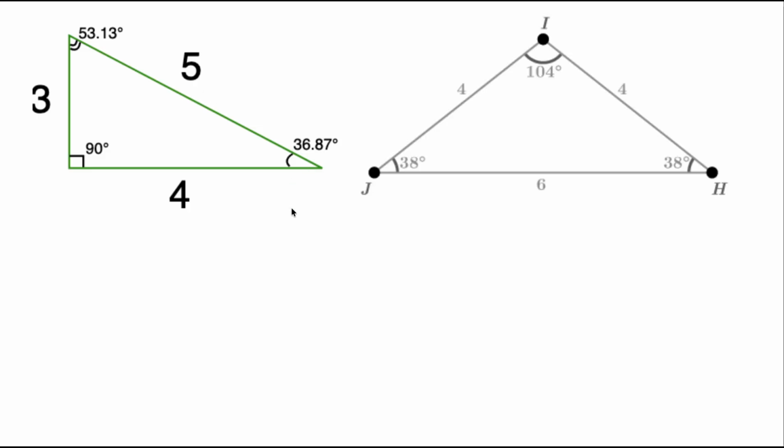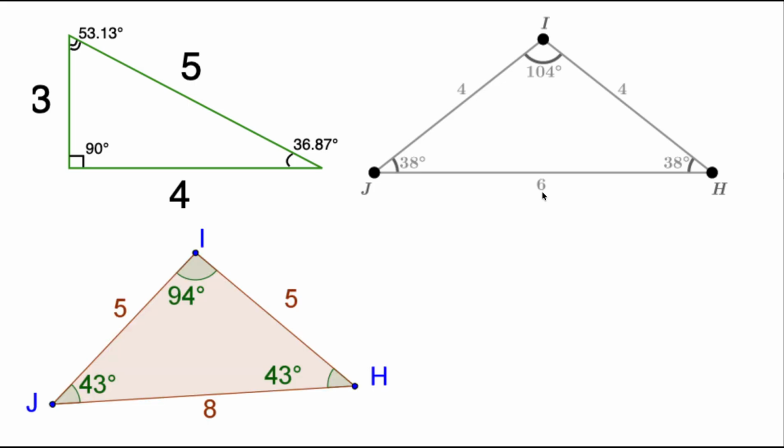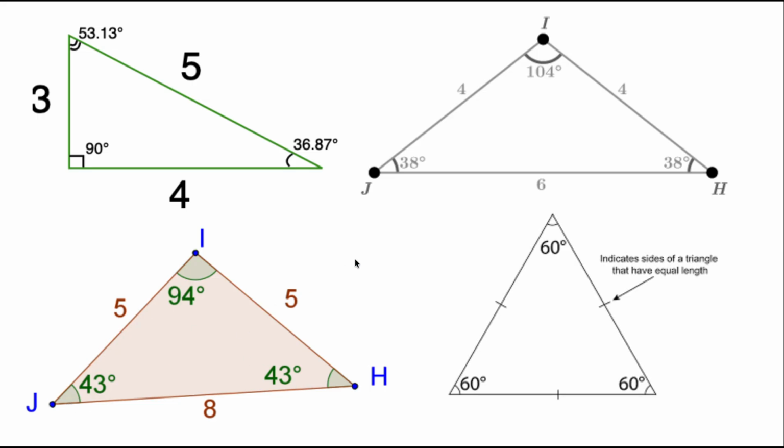Here's another example, and this one is an isosceles triangle, because this is the 4 length, this is the 4 length, and this is 6. So we have two sides that are the same length, and across from this is 38 degrees, and across from this side is 38 degrees. And so their angles are also equal. The largest angle is 104 degrees, and that is also across from the longest side. And this pattern continues. Here's another isosceles, and here's an equilateral triangle. Here you can see that all angles are equal, and therefore all sides are equal.